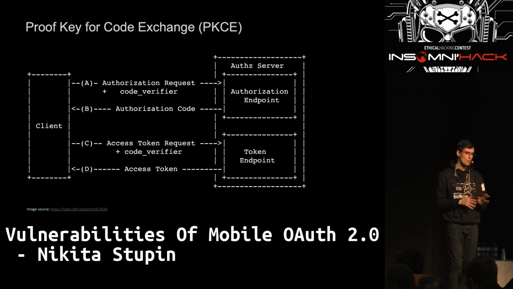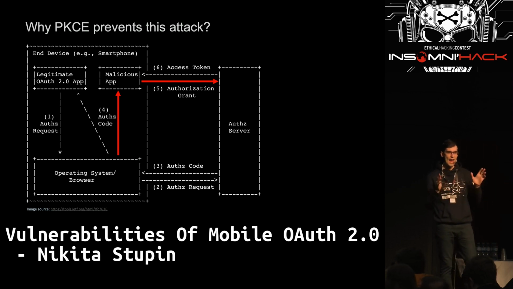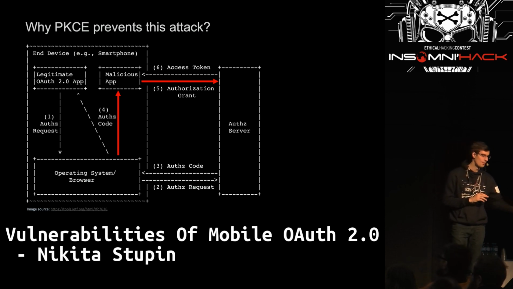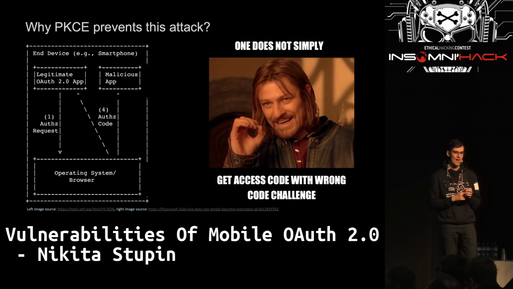And now let's try to understand why this prevents an attack. Let's consider the situation when malicious app actually captures the authorization code, and now it tries to exchange it for access token. And it goes to the server, but one does not simply get access token without code verifier. And we're safe now, yeah?